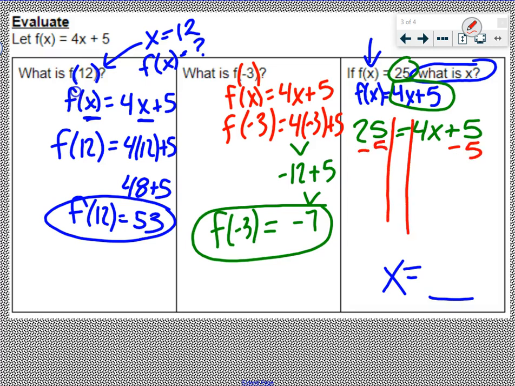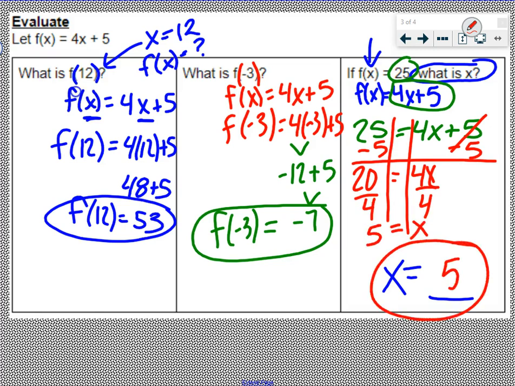Undo plus 5 on both sides with -5. We get 20 equals 4x. Divide both sides by 4. We get x equals 5. So that would be our answer.